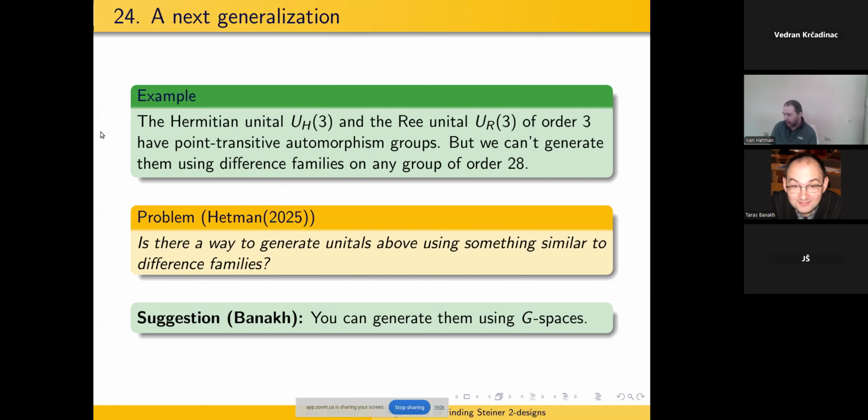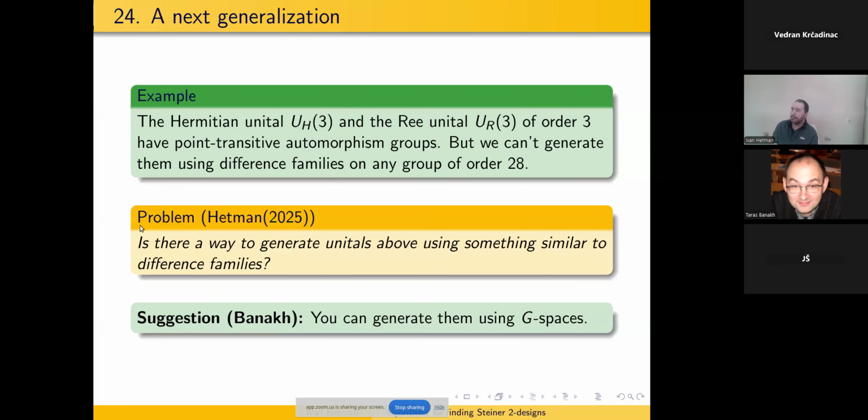First of all, Steiner 2 designs generated by difference families are point transitive, but the reverse is not true. If you have a point transitive Steiner design, it is not necessarily generated by a specific difference family. Here are examples: the well-known Hermitian unitals and Ree unitals of order 3. They have point transitive automorphism groups, but we cannot generate them using difference families on any group of order 28, even though the number of points of these unitals is also 28.